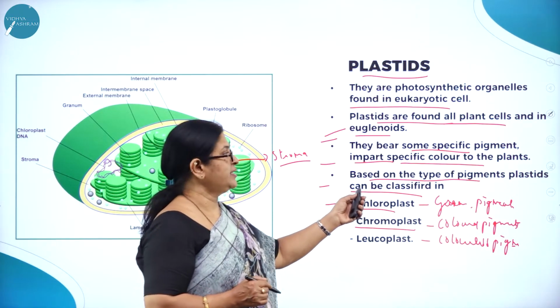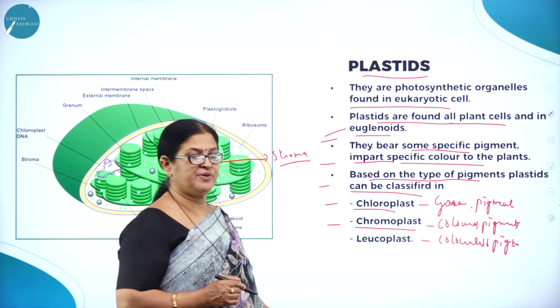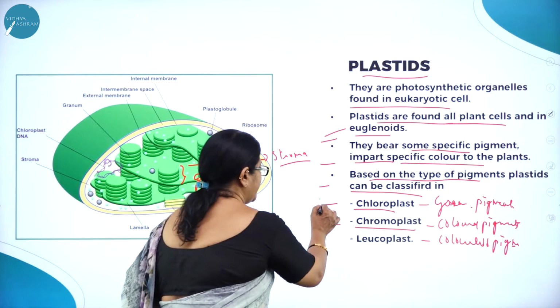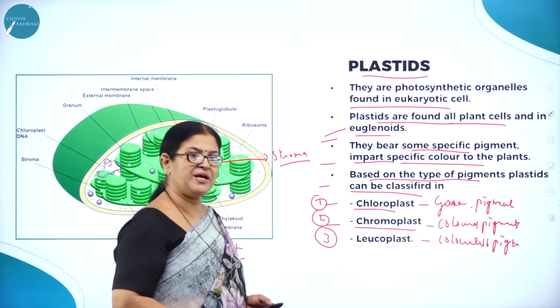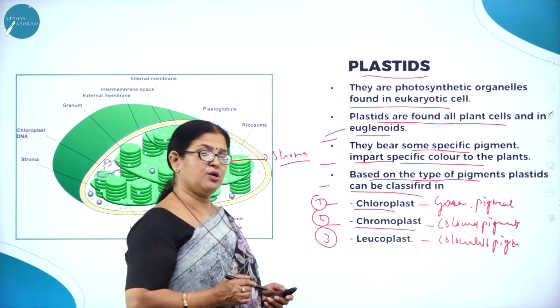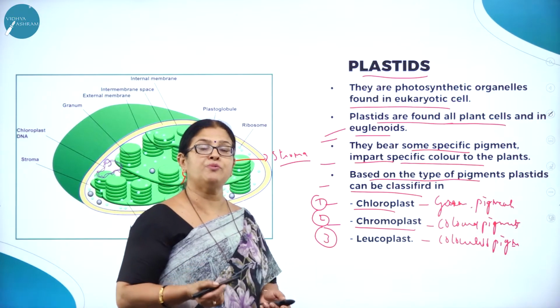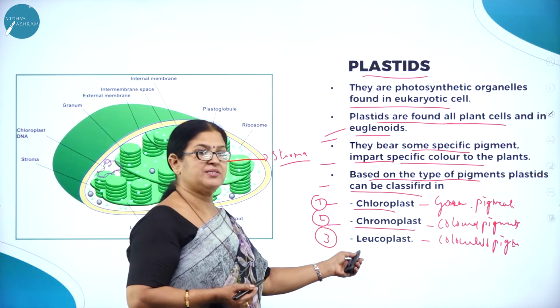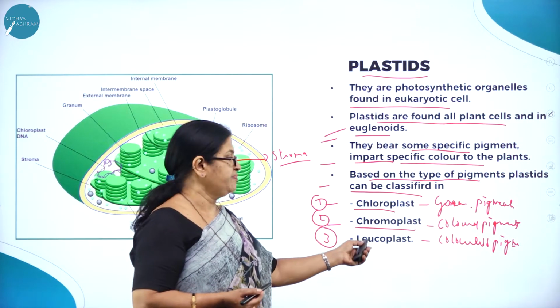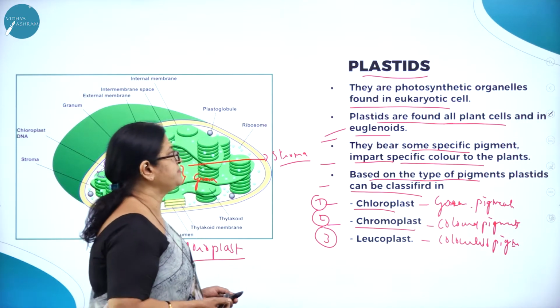So based on the type of pigment, plastids can be classified into 3 main types. What are they? Chloroplasts, chromoplasts, and leucoplasts. What are chloroplasts? The green coloring pigments are called chloroplasts. What are chromo? Chromo means what? Colored. So the colored pigments are called chromoplasts, and leuco, colorless. They are called colorless pigments.